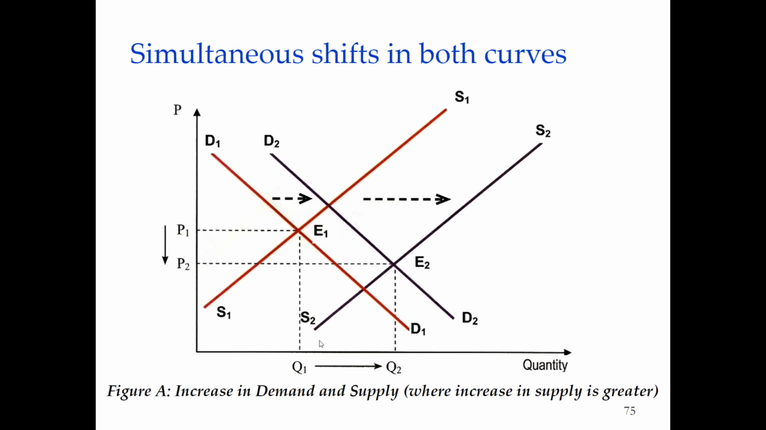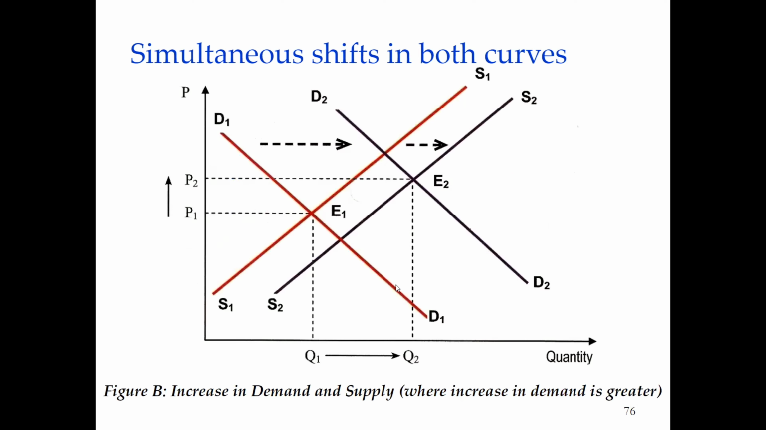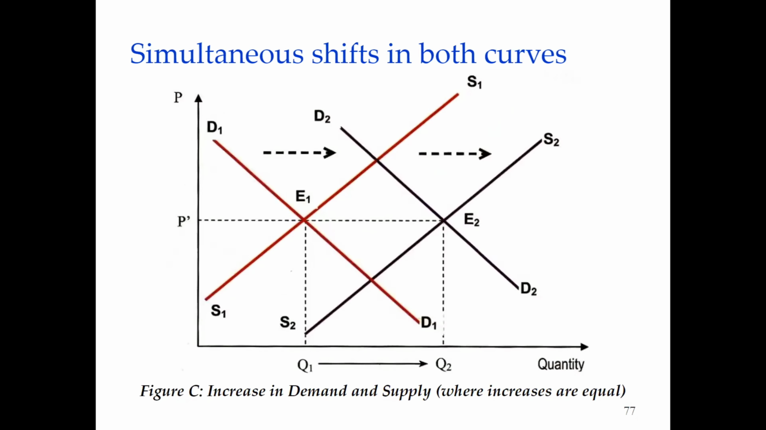So we have here figure A, an increase in demand and supply, where the increase in supply is greater because it has a larger shift than the demand curve. In this instance here, the demand shifts to the right further, so the shift in demand is greater than the shift in supply. And we have here for figure C an increase in demand and supply, where the increases are equal because the shift in the supply curve is the same as the shift in the demand curve.